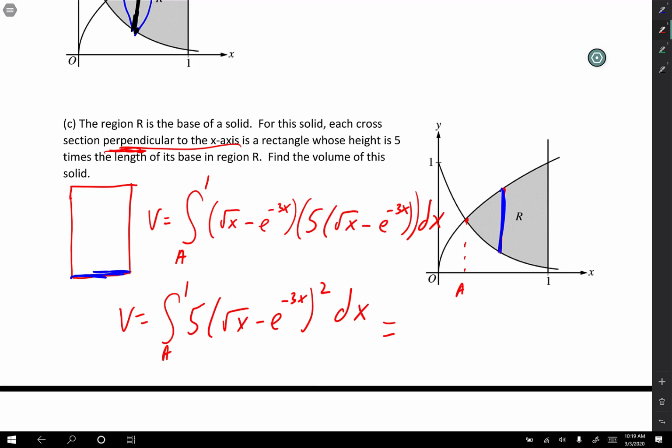So here we go. 5 times the integral, and that is y1 minus y2, y1 minus y2, close squared. And if I didn't make any mistakes, 1.55435.